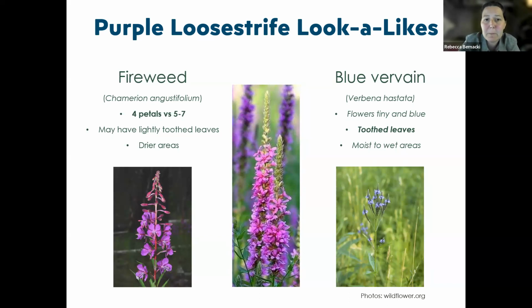Another lookalike we sometimes see is blue vervain, which is another native species. The flowers on this are, however, going to be much smaller. They're really tiny, and they're going to be blue in color. The leaves are going to be toothed, but it does grow in the same kind of wet habitats. I do not believe that fireweed has a square stem. I am fairly confident that fireweed has a round stem, just referring to the question that popped up in chat.